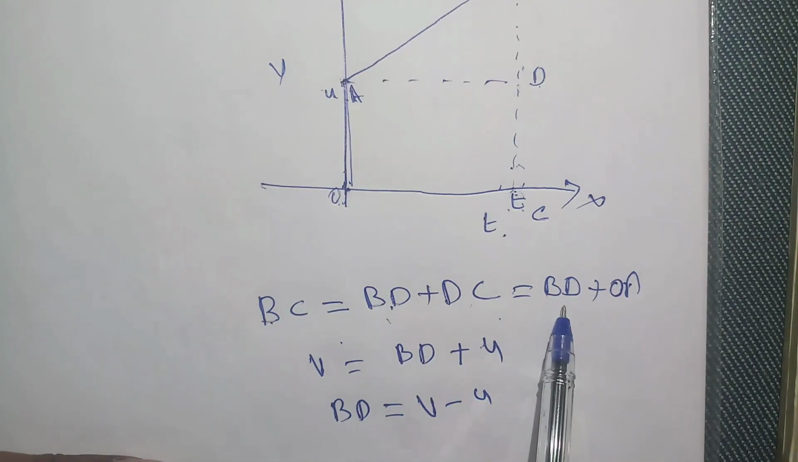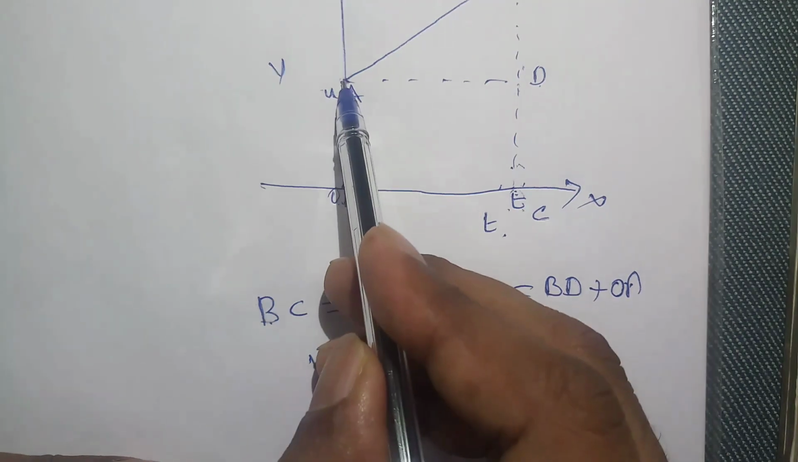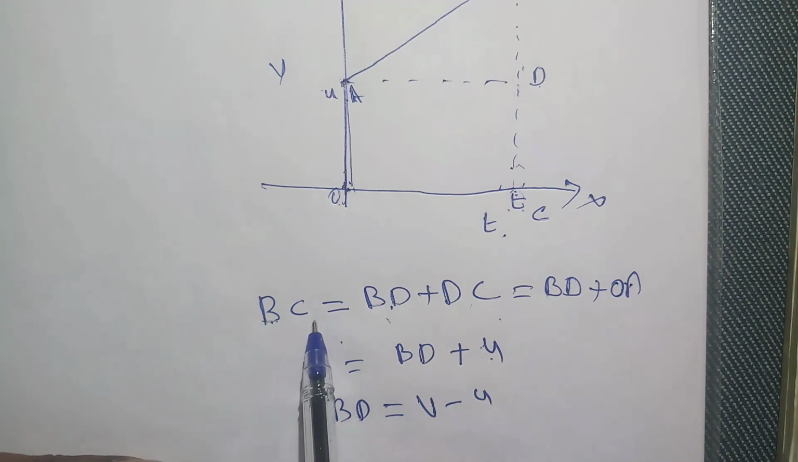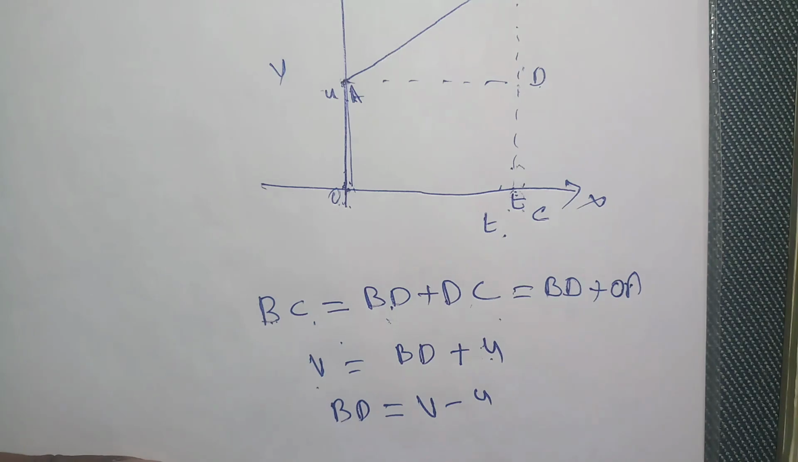So we wrote like this, BD plus OA. Now if you take this OA, OA is U. So I am replacing that one as U. And this BC is this one, that is same as this side V. So that also I can. So we will get up to here.